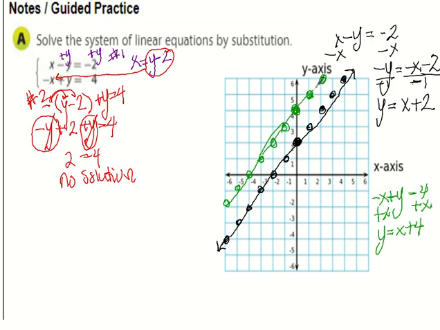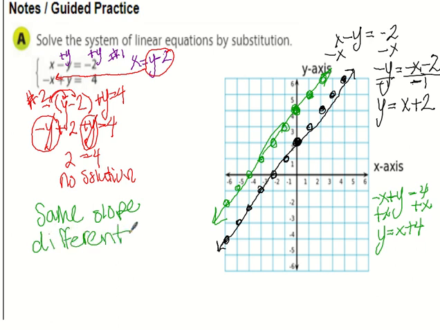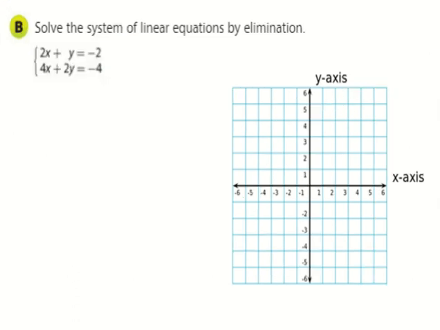Oh, definitely didn't connect my lines. But there is my parallel lines. So for no solution, they're going to have the same slope. But if you notice, they have different y-intercepts. Okay, so that's what's going to go with a no solution. Same slope, different y-intercept. And they'll be parallel lines.